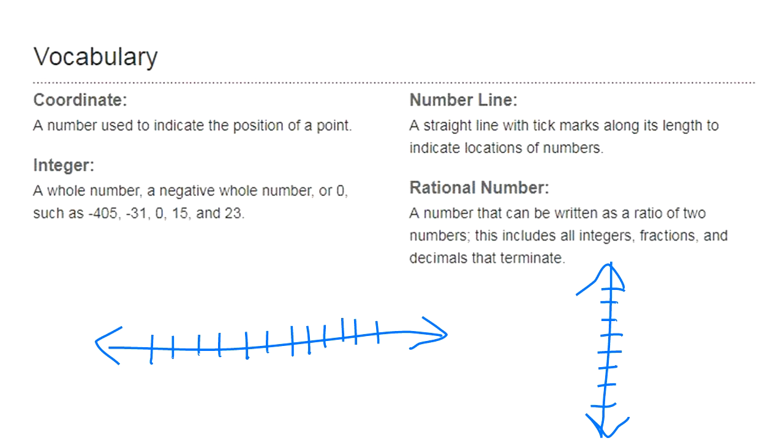And our last vocab word is a rational number, a number that can be written as a ratio of two numbers. This includes all integers, fractions, and decimals that terminate. Terminate is just a fancy word for end. This includes integers, fractions, and decimals that have an end. Remember, there's decimals that kind of go on and on forever and ever. That is not a rational number. But if I just had 1.3 and no repeating numbers, then that terminates, that ends, and that would be a rational number.